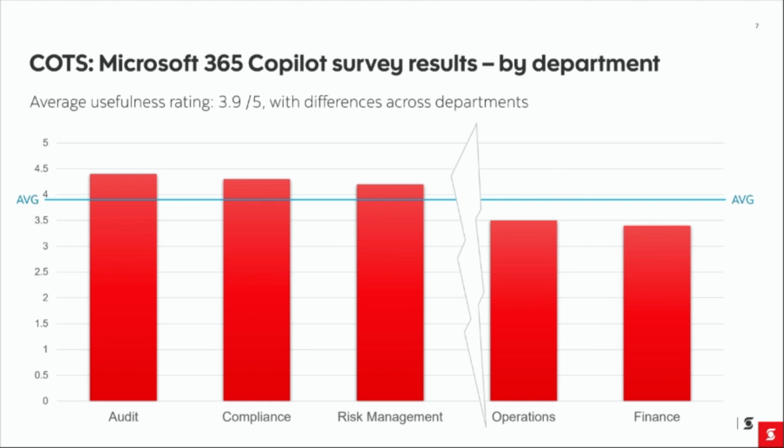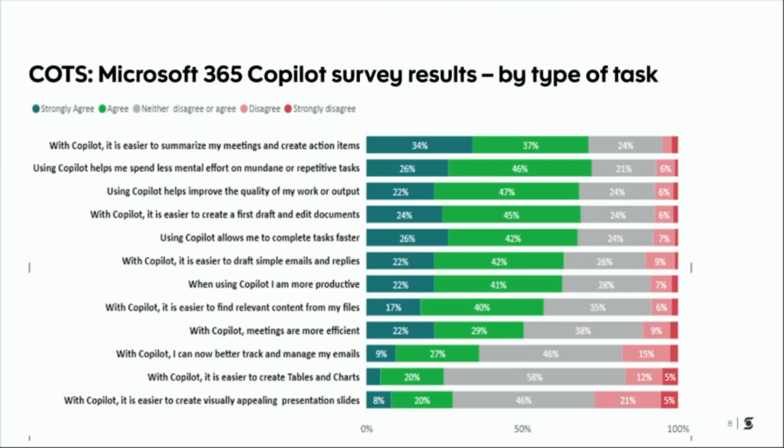Still, as a result of this pilot, we decided to roll out Copilot 365 very widely, and we currently have many thousands of licenses that have been rolled out at the bank. We also asked our users, for a list of tasks, whether they find Copilot useful or not. I won't read the whole slide, but basically the top two: with Copilot, it's easier to summarize my meetings and create action items. And using Copilot helps me spend less mental effort on mundane and repetitive tasks. And the bottom two: with Copilot, it's easier to create tables and charts. Not so much. And with Copilot, it's easier to create visually appealing presentation slides.